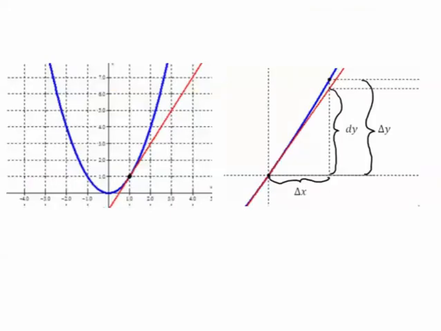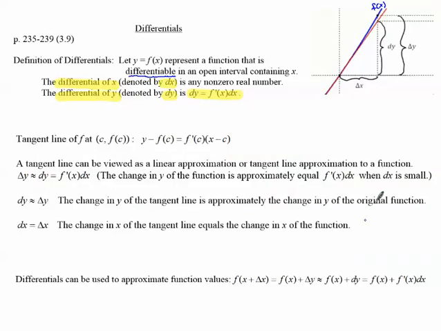Differentials relate to the tangent line. Take a look at this picture where this parabola is the function, we'll call it f of x, and this is the tangent line at this point of tangency here. So the picture that you have is a zoomed in shot of that function, that's f of x, and the tangent line. Notice how when we zoom in on that area where that point of tangency is, the tangent line and the function look almost like the exact same thing. That's the idea behind the tangent line approximation.